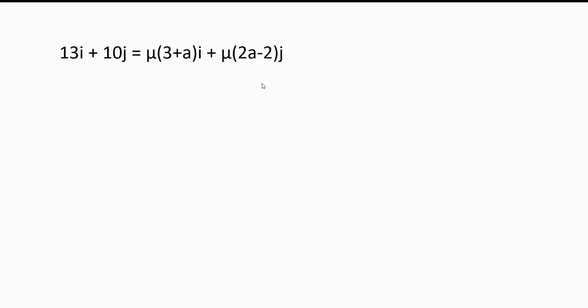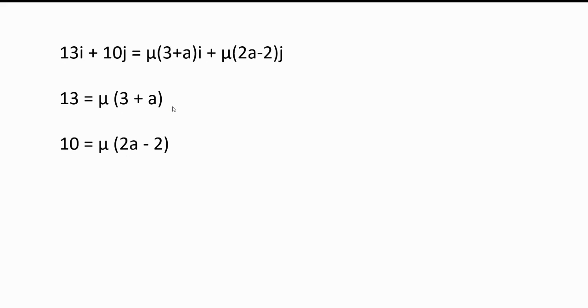The ratios between your I components and your J components is going to be the same, which means the resultant for F1 and F2 is 3 plus A lots of I, and 2A minus A 2 lots of J. And I just put in mu there because I know that this is going to equal this because it's parallel. For some multiple, okay, it's not going to equal 13I plus 10J. It's going to just work for some multiple of it. So that means that the I components will be the same and the J components will be the same. And so this sets us up two simultaneous equations.